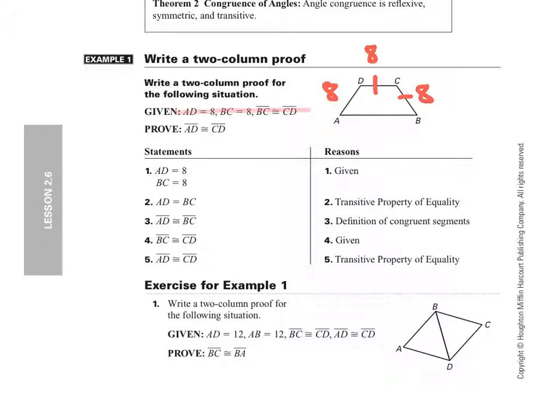You never can go by the picture. You can never assume anything. You always just have to go by what's given, and you can mark the congruencies. Even though it doesn't look like it's congruent, if it's given to you in words that it's congruent, it's congruent.